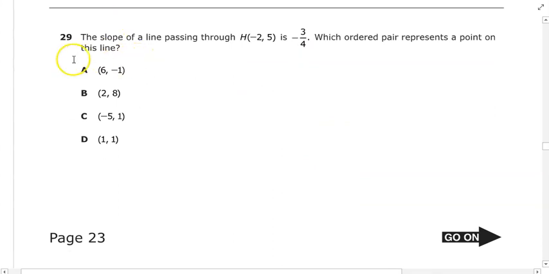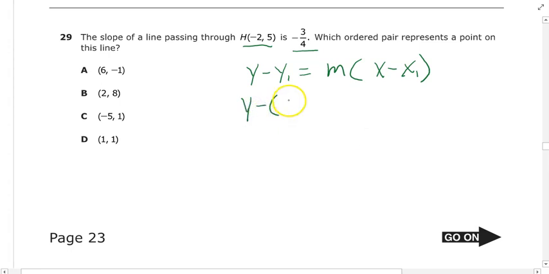For 29, the slope of a line passing through -2,5 is -3/4, which ordered pair represents a point on this line. So I am going to write this in point slope form and then see which other one plugs in and is a solution. So point slope form is y minus y1 equals m x minus x1. That should allow me to very easily plug in my point. Y minus y1 is 5 equals -3/4. X minus x1 is -2.